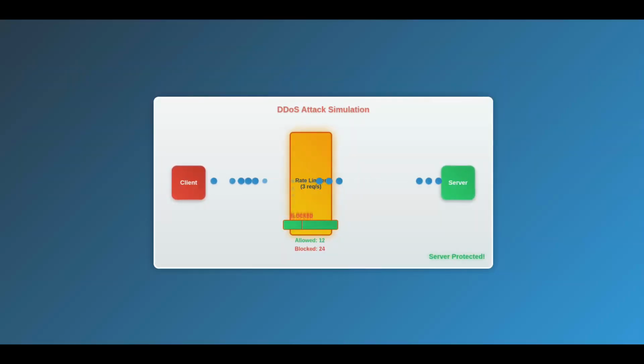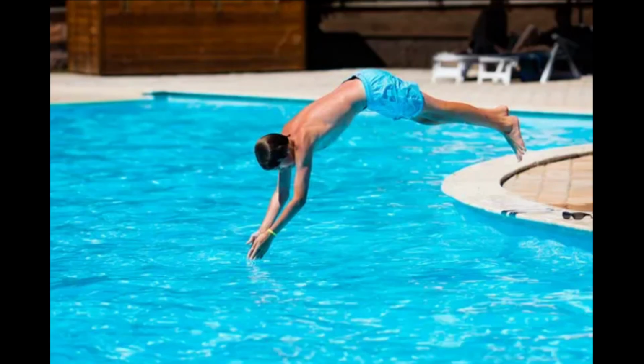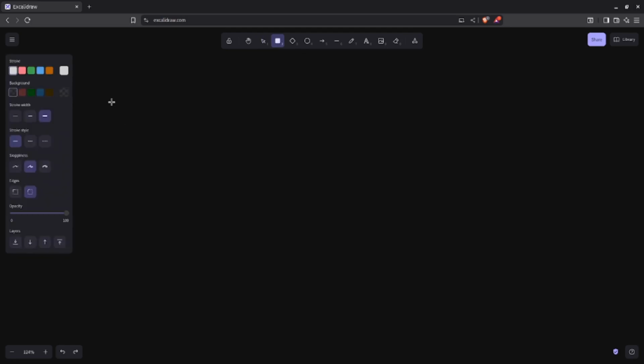Rate limiting does exactly what the name suggests. It limits the number of requests made from a specific IP address. Now, let's dive a bit deeper into rate limiting. So first of all, let us visualize what happens when we don't use a rate limiter.